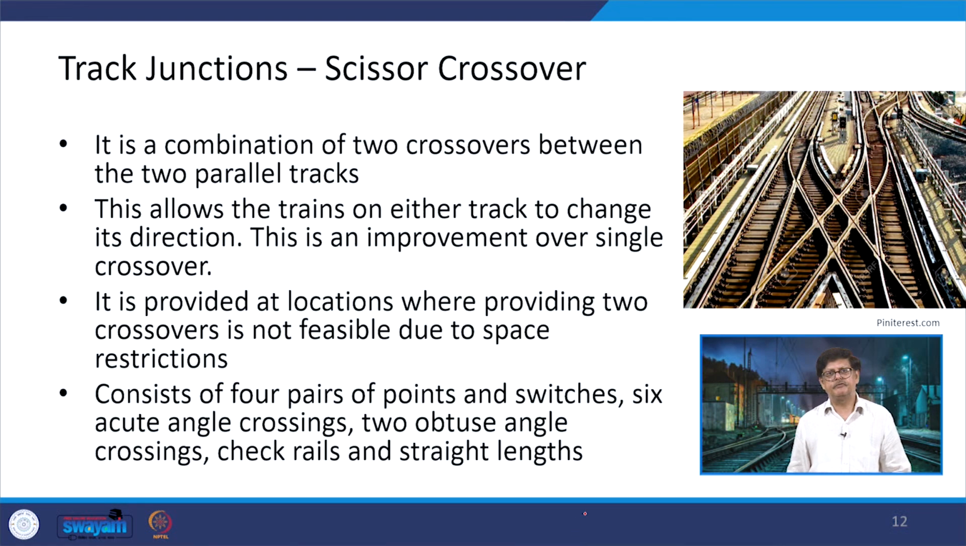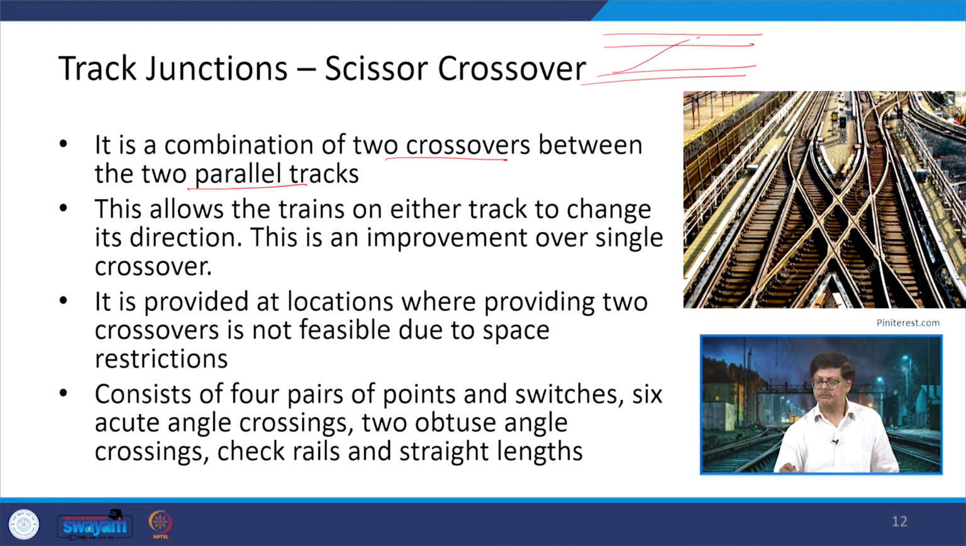Then the next type of design is a scissor crossover. So, it is a combination of 2 crossovers between 2 parallel tracks. We discussed in the previous lecture about a single crossover. We said that there is a track here, there is another parallel track here, and then we are providing a connectivity in this form.